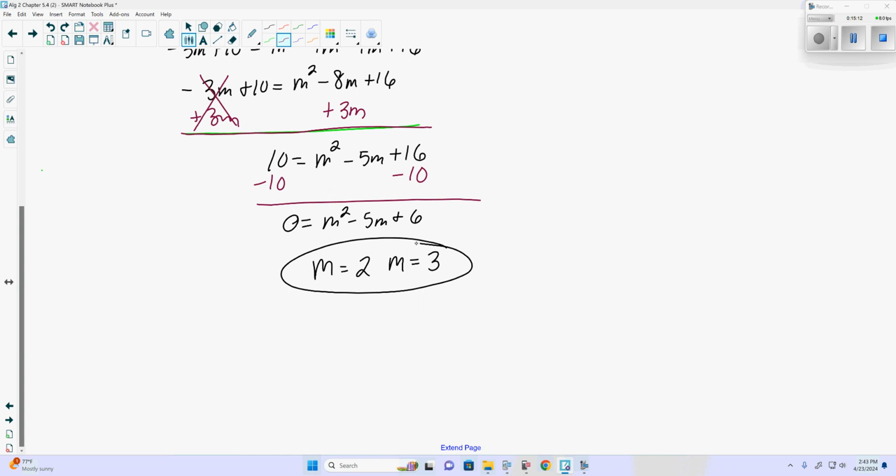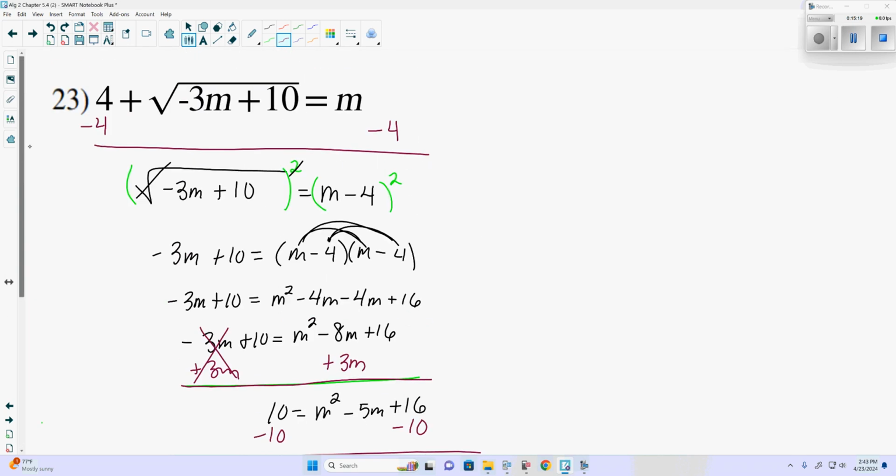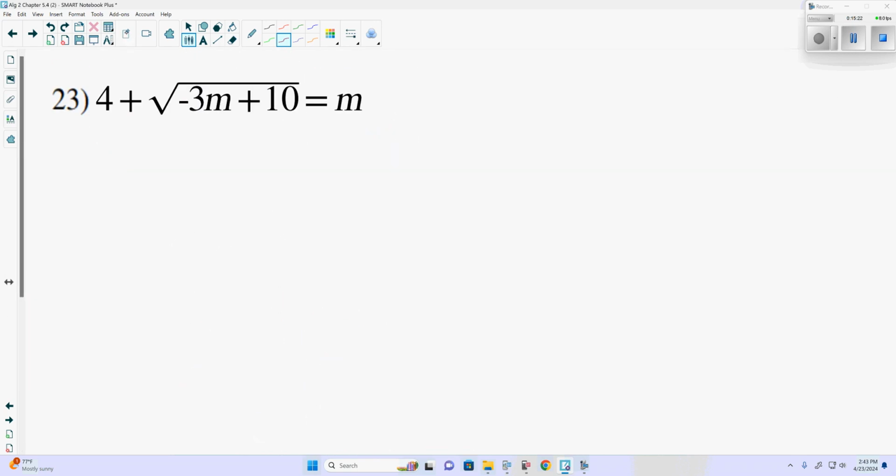Any questions on this so far? Now we do need to check these here to make sure they work. Which one of these do we want to check first? 2. So we say 4 plus the square root of negative 3 times 2 plus 10 is equal to 2. Now the right-hand side is nice to simplify because it's just 2. Now we can plug the other side in the calculator.